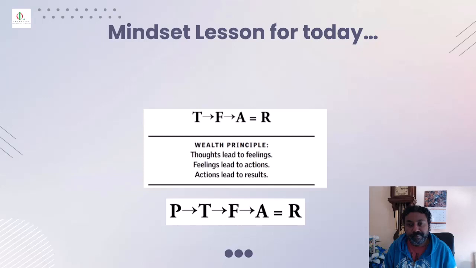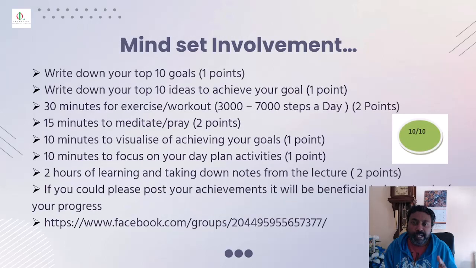And please do remember to do your mindset involvement. So write your top 10 goals and write top 10 ideas to achieve those goals. Please spend at least 30 minutes to do this exercise, and also spend another 15 minutes to meditate or pray, and use 10 minutes to visualize achieving those goals, and 10 minutes to work out your daily plan activities, and 2 hours for your learning, to get 2 points. Please do post all your achievements in this group, and this will really help us lift each other up, and we will also be able to learn from each other.